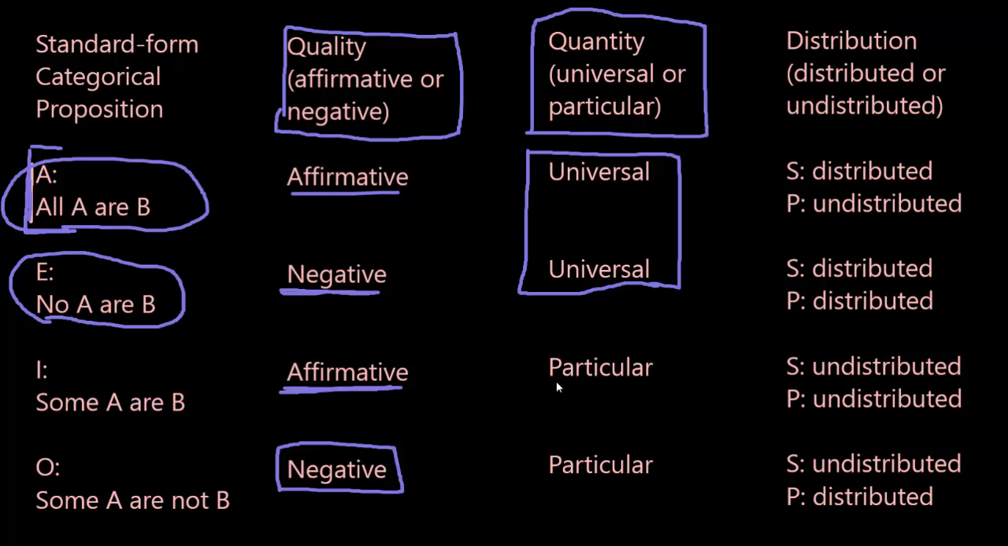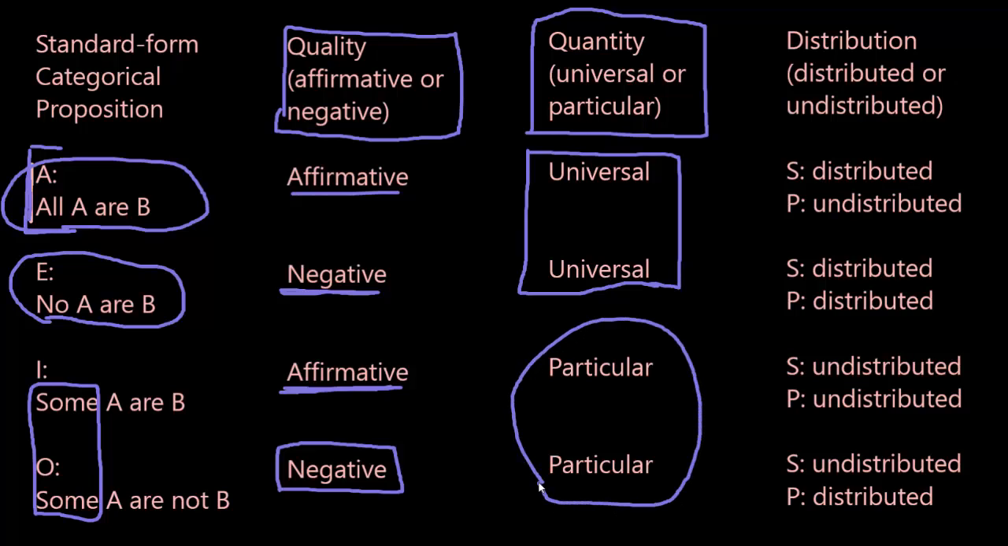In contrast to universal statements, we have particular statements. And that's when we're saying of at least one thing that in this case it's a B or not a B. So when we're dealing with the word some, we're going to be dealing with particulars.